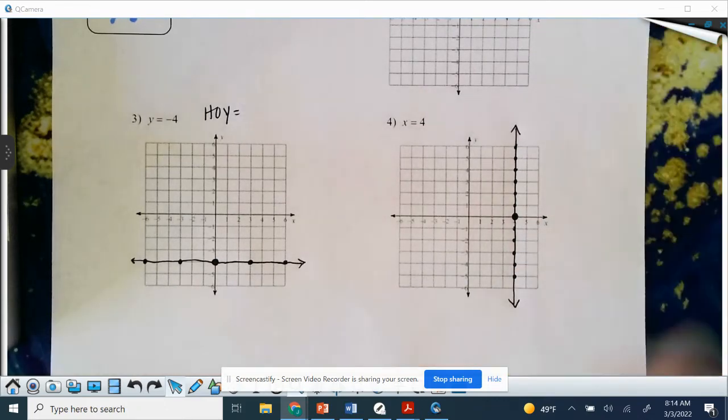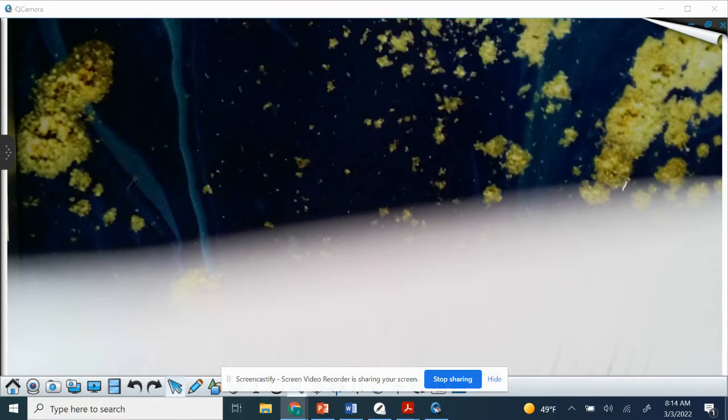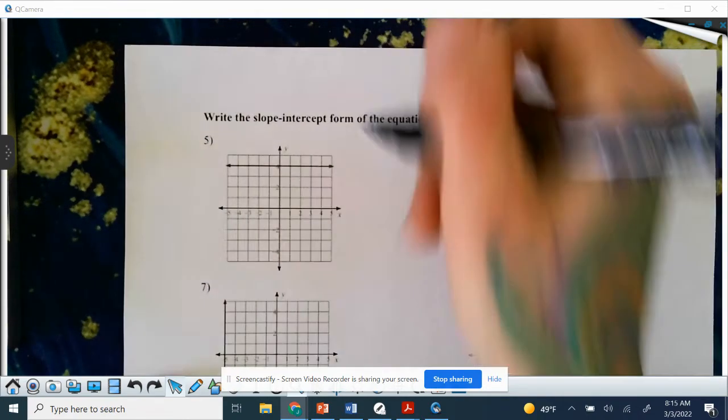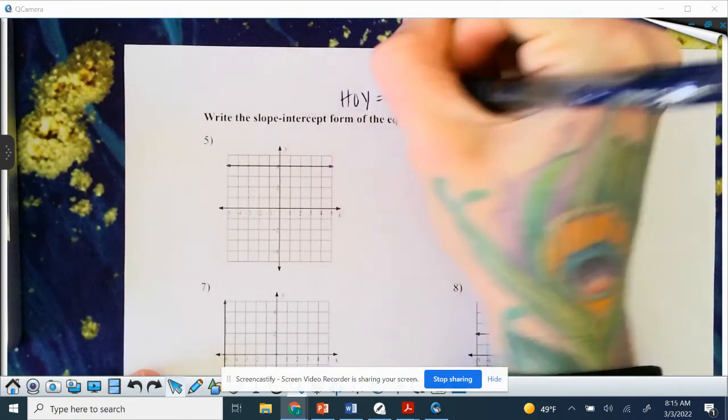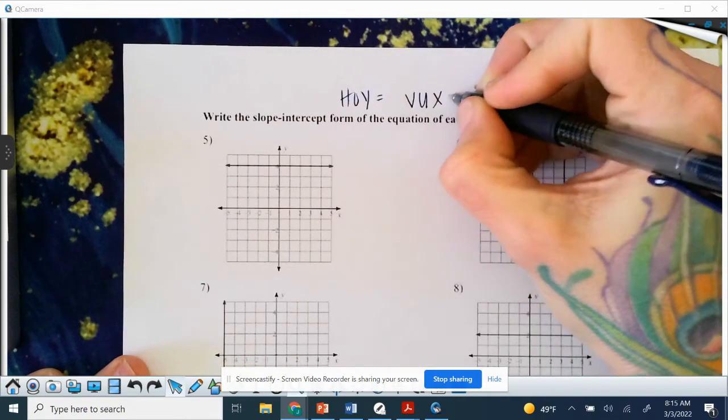So vertical line, up and down, horizontal line, left and right. Now, with it being that easy, hopefully at this point, if we're looking at graphs, we can write these lines as well. Still keep it in mind, HOY VUX. So H-O-Y, horizontal, zero slope, y equals. VUX, vertical, undefined, x equals.